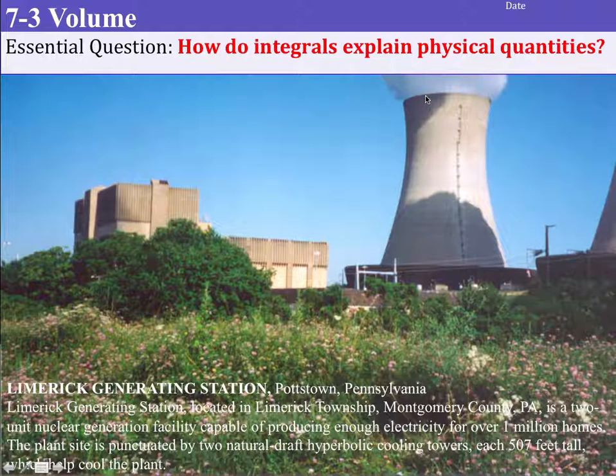And so for this one, we're talking about an exhaust stack here that has a contour that resembles a parabola. They call it a natural draft hyperbolic cooling tower. So it's a hyperbolic shape. Natural draft just means that the hot vapors rise up and out of the top of the stack. So it's 507 feet tall. So the question that we'll eventually answer is, what's the volume of the water vapor that's coming out of the stack?